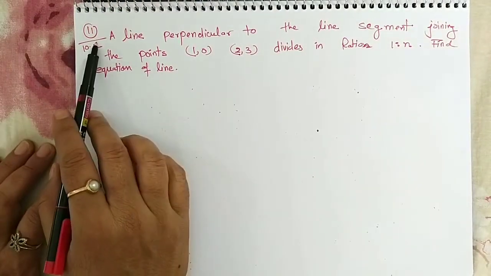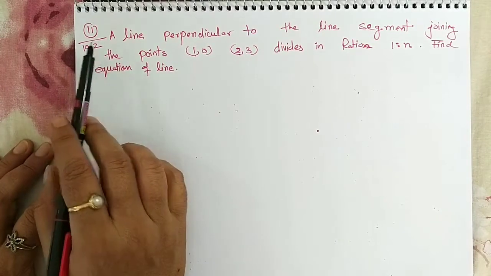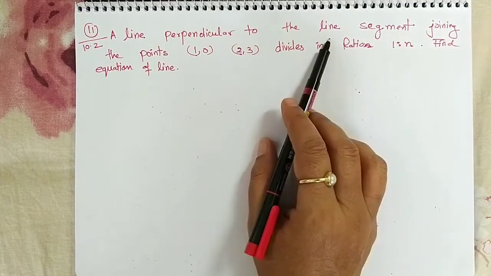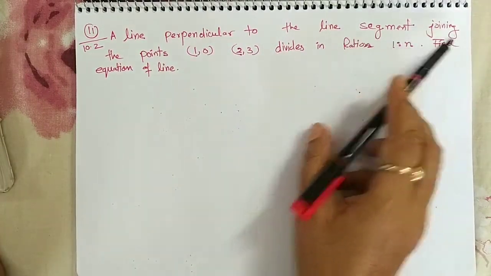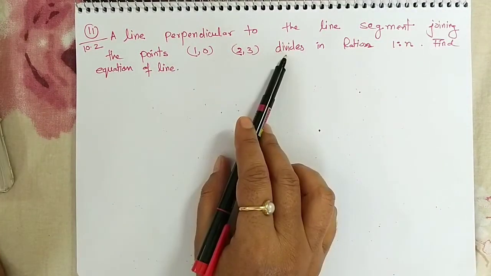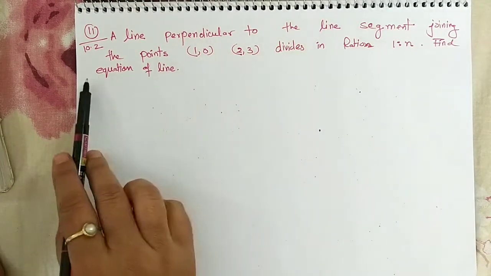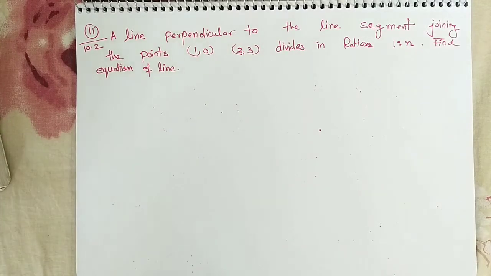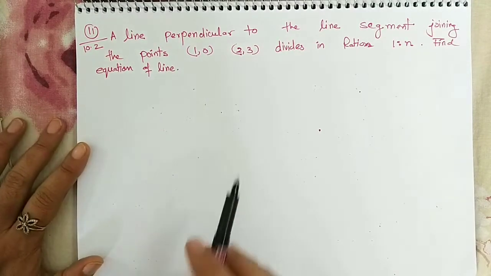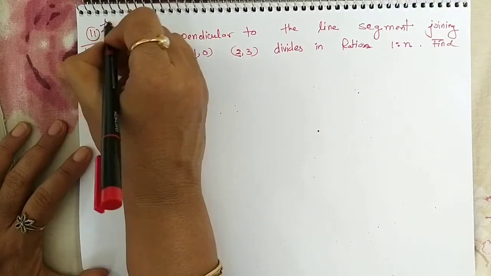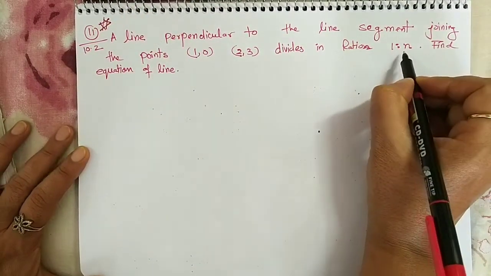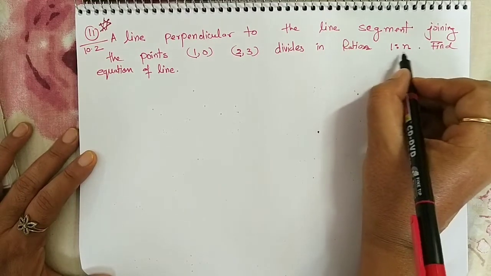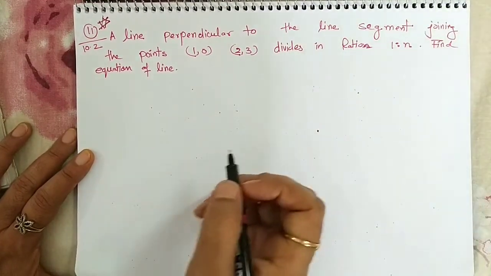Let's see question number 11 from 10.2. It says a line perpendicular to the line segment joining this point and this point divides it in this ratio. Find the equation of the line. Guys, see carefully, this seems to be a pretty important question. So instead of giving the ratio 1:n, you might be getting some value of the ratios. Okay, let's try to solve it.